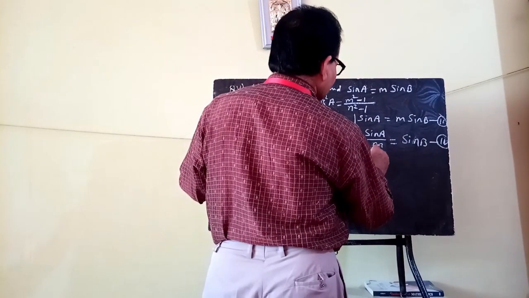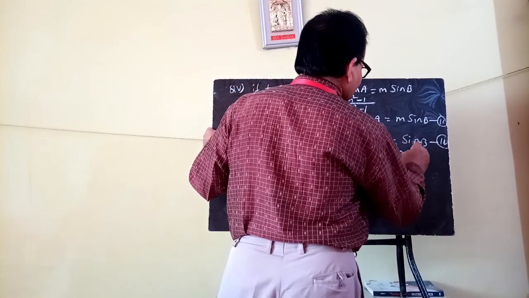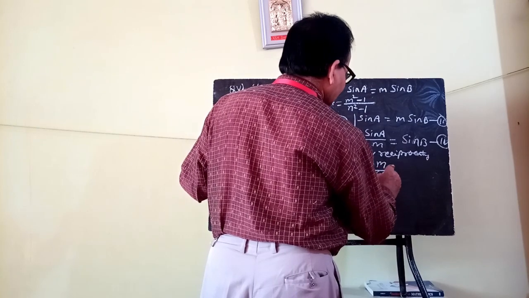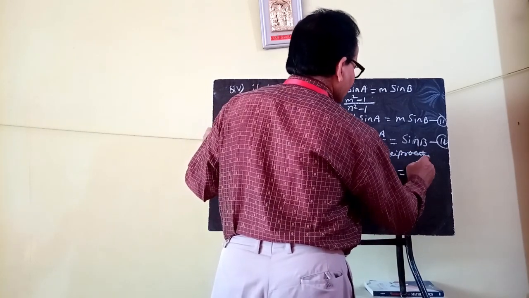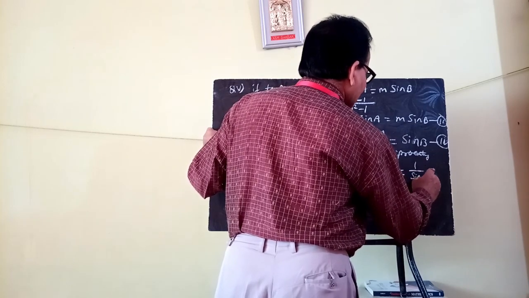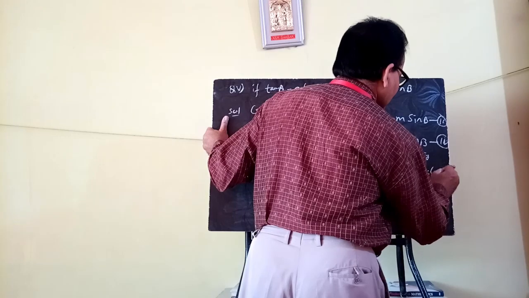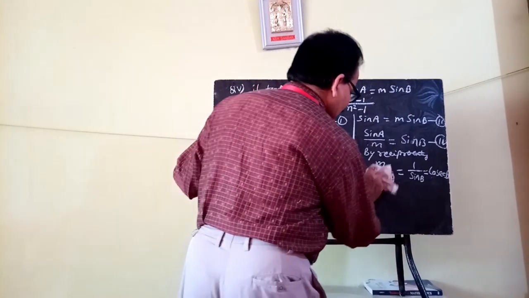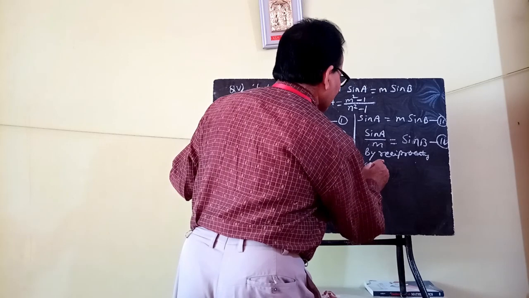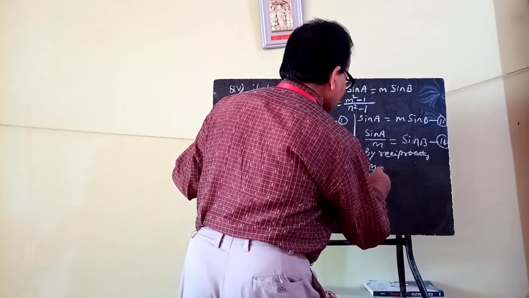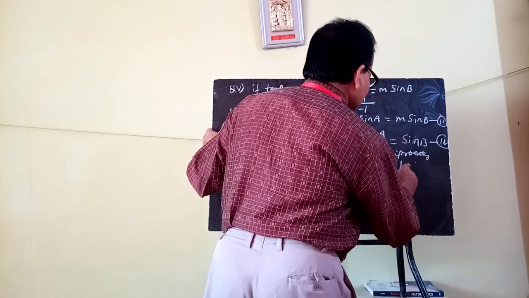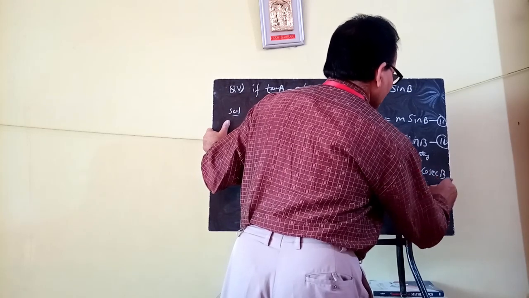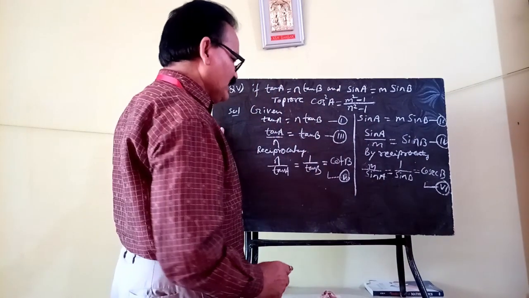Similarly, here also by reciprocating both sides, this will be m by sin A equal to 1 by sin B. 1 by sin B means cosec B. So here you have seen, m by sin A is 1 by sin B, that means this is your cosec B. So you take it as your equation 6. This is your equation 5.